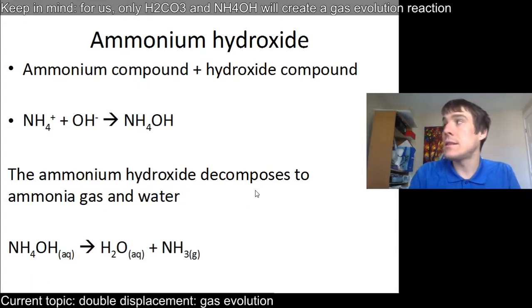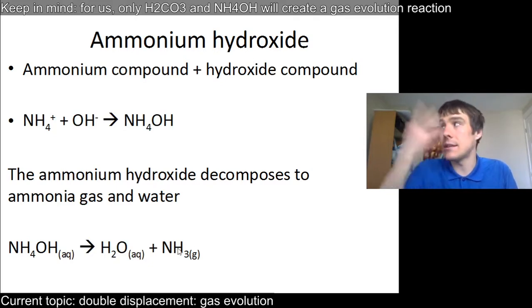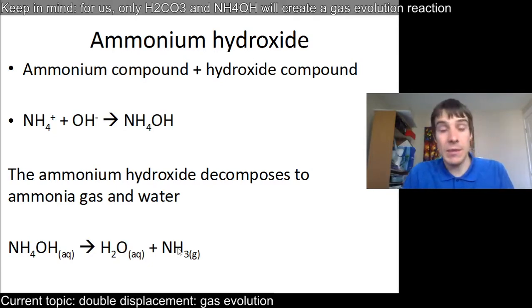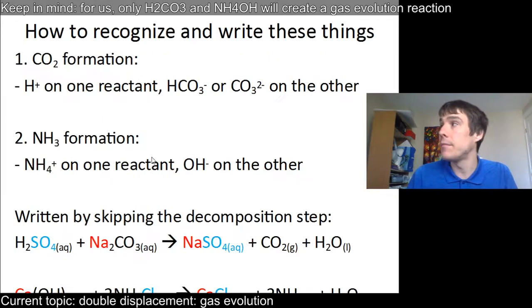Ammonium hydroxide is a different one that you can do. If you have an ammonium compound and a hydroxide compound, so something with ammonia and a base of some sort, they'll get together and make NH4OH. And the same thing happens. It very quickly decomposes into water and ammonia. The ammonia is a gas, and it bubbles out, and it smells really bad. Certain cleaning products will react like this when they touch a base, and then it smells awful.